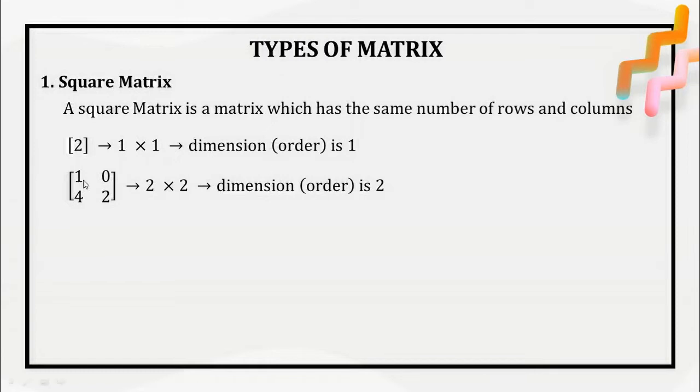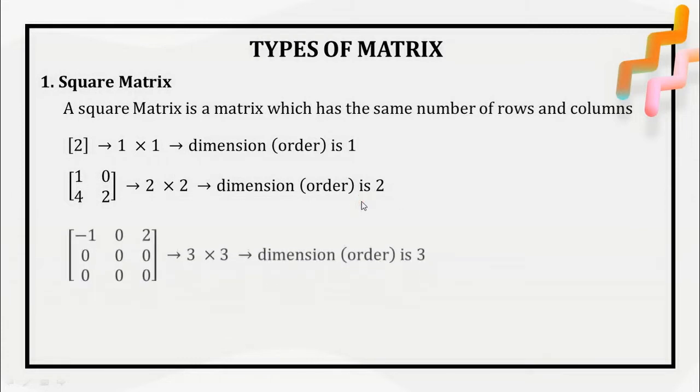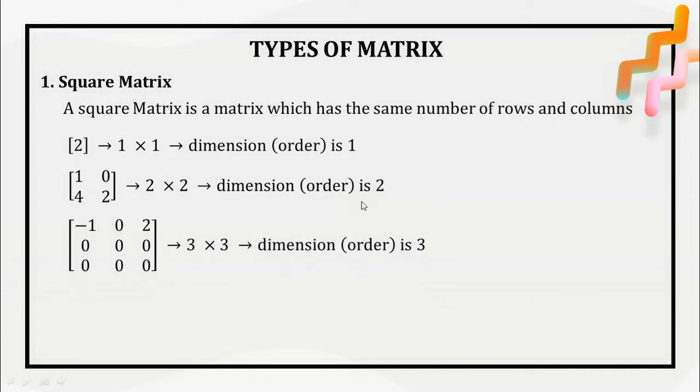From here, it has 2 rows. The first row is 1, 0 and the second is 4, 2. And it has 2 columns, 1, 4 and 0, 2. So this one is called dimension 2. How about this one? This one has 3 rows and 3 columns, or 3 by 3, so we can just say the dimension is 3.